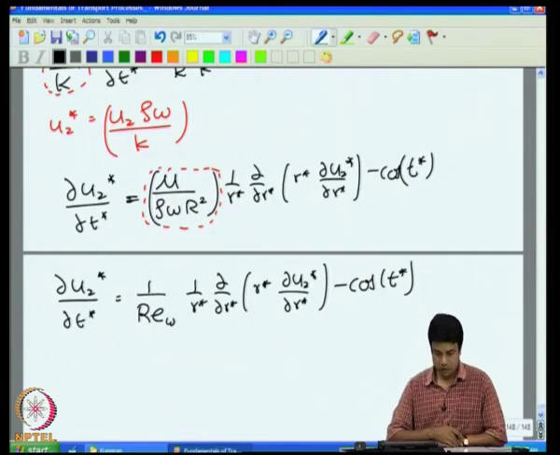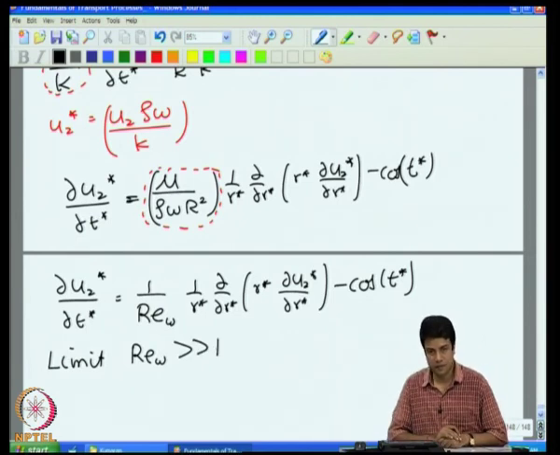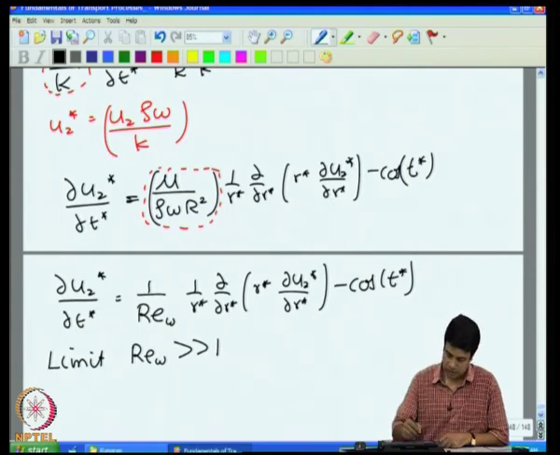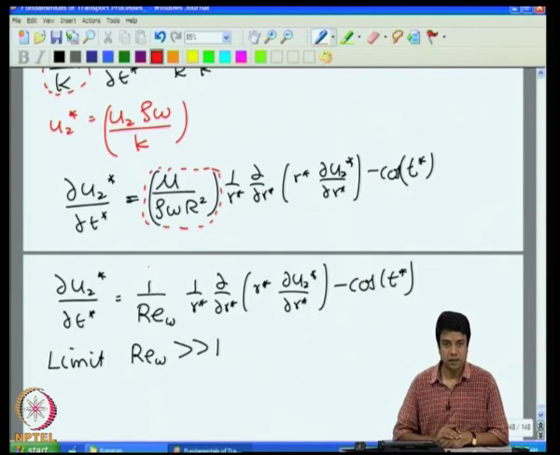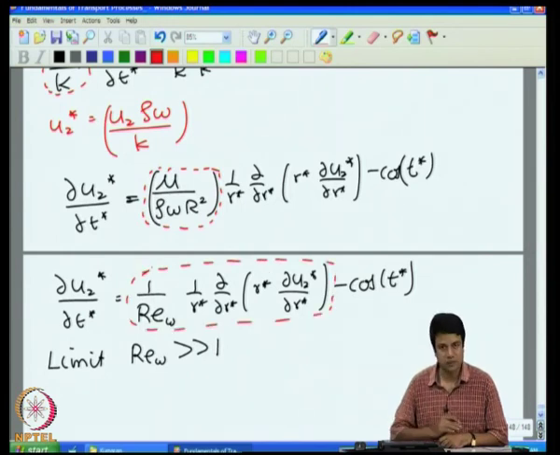Good. So, as I said, I am considering the limit of high Reynolds number. That means that 1 by Re is small. Therefore, naively, if I were to try to solve this problem simplistically, I would say, why don't we just neglect this entire term here? Why don't we just neglect this term and solve the rest of the equation, because the Reynolds number is large. So, 1 over Re is small.